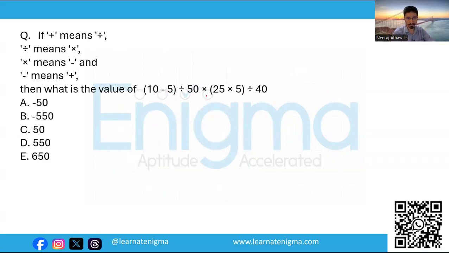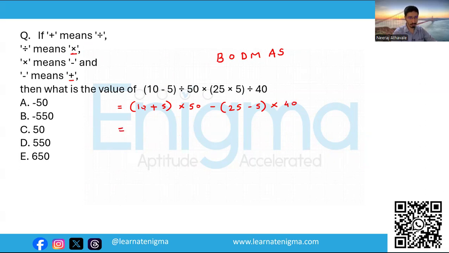Now here we have brackets. Okay. So we need to solve those brackets first because we need to follow BODMAS. Okay. First of all, let's replace the mathematical signs with their meaning. So minus means plus. So the first bracket is 10 plus 5. Division means multiplication. So into 50. Multiplication is minus. So minus 25. Multiplication is minus again. So minus 5. Division is multiplication. So multiplied by 40.